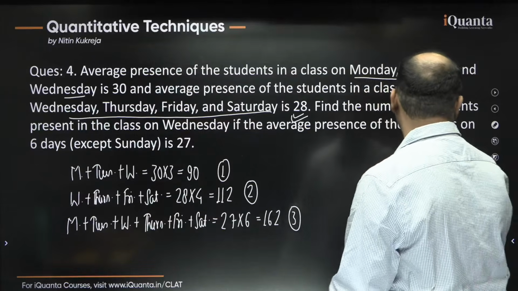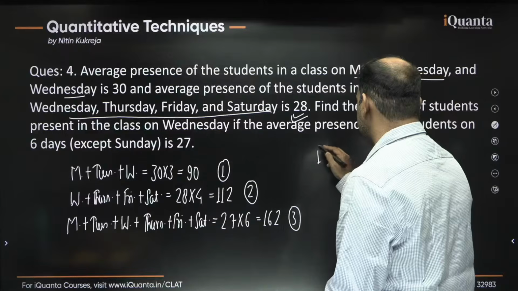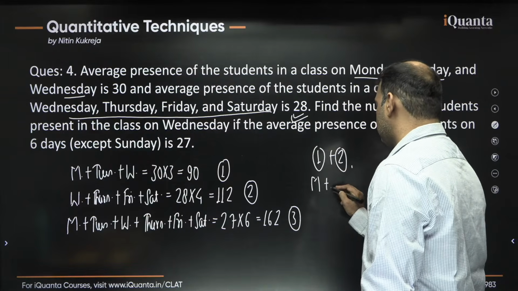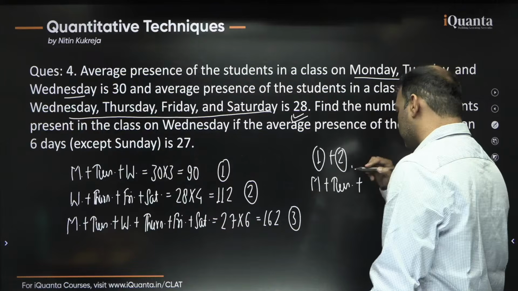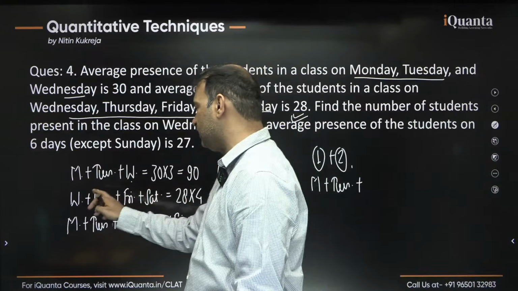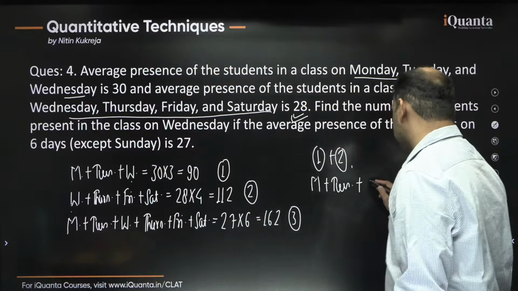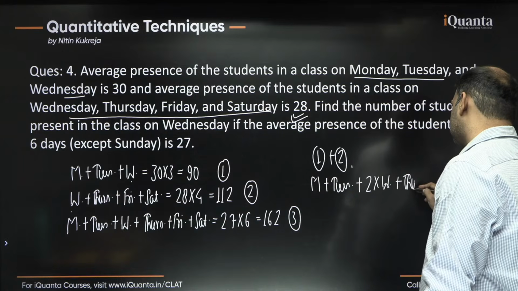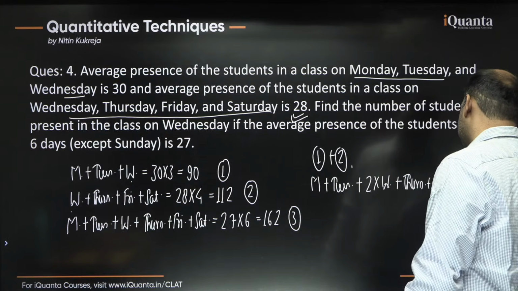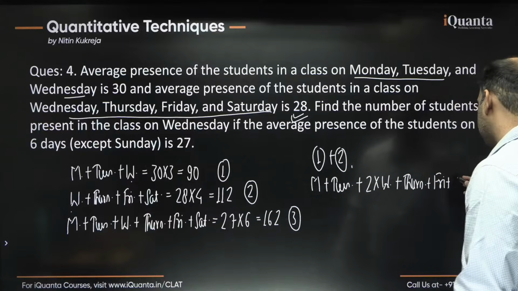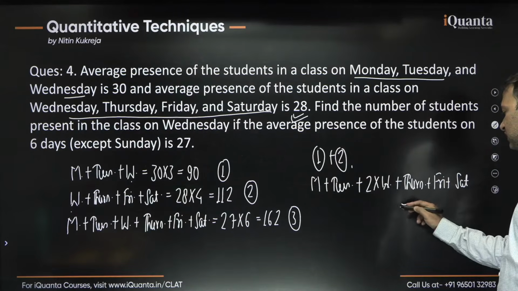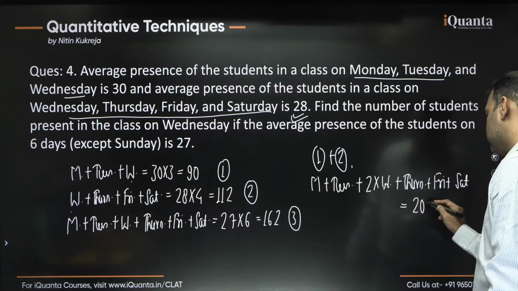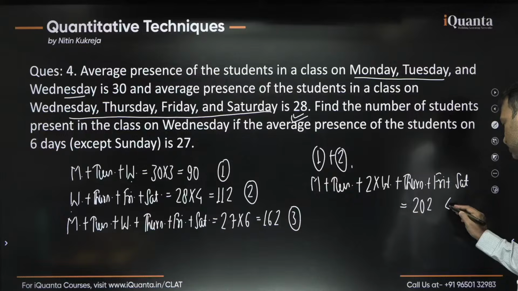So guys, if we add 1 and 2, what shall we have on the left hand side? On the left hand side, we have Monday, Tuesday, Wednesday, but Wednesday will be twice because Wednesday is here as well as here, right? So Wednesday will be coming 2 times, 2 into Wednesday, right? Then Thursday, then Friday, and then Saturday, right? And that should be how much? The right hand side we can say is 90 plus 112, which is 202, right, guys? This is 202, and let's call this equation number 4.